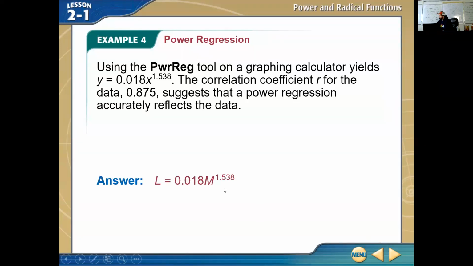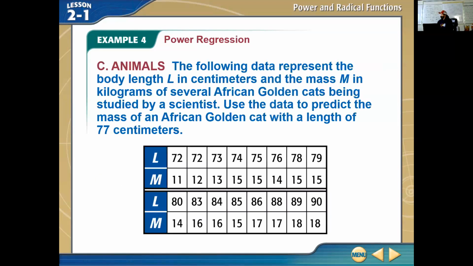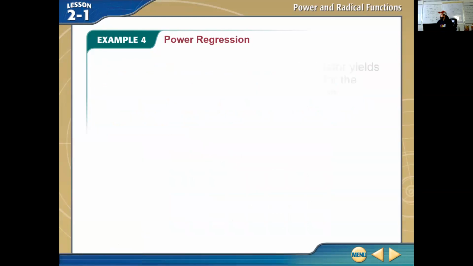So there's our power function: 0.018 m to the 1.538, where m is our independent variable. Okay, here's the step 3 part. Use the data to predict the mass of the African golden cat with a length of 77 centimeters. This is where you can use your graphing calculator, or you can use Desmos. Okay, but the key is we have to have this equation to be able to use these.